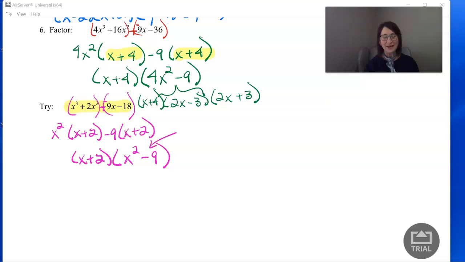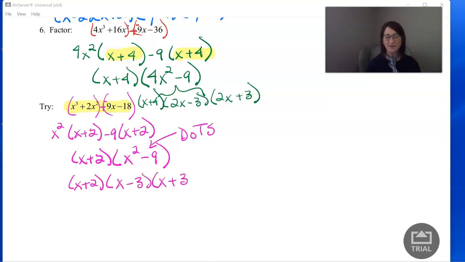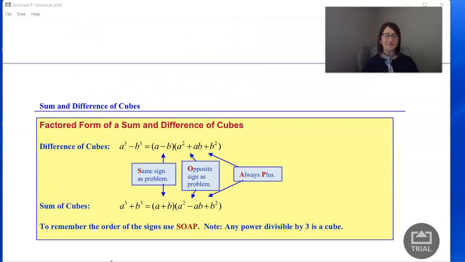Oh, and here we have it, a difference of 2 squares. So we're going to factor that second binomial a little bit further. We're going to leave the x plus 2, but then we've got x minus 3, x plus 3. Now it is fully factored. Okay? All right.